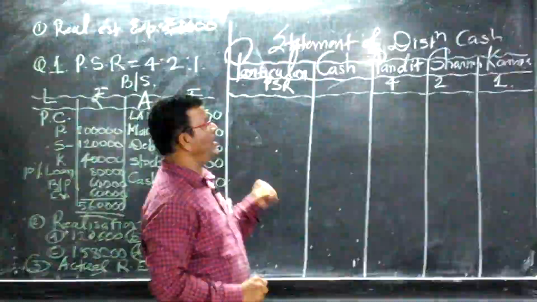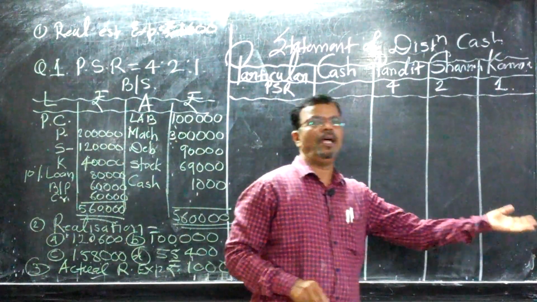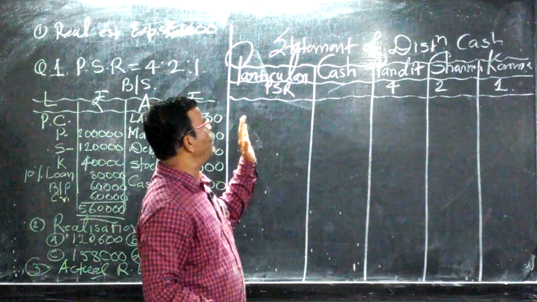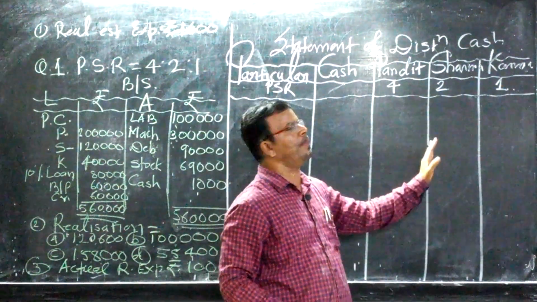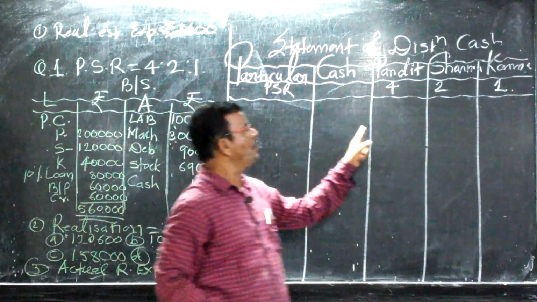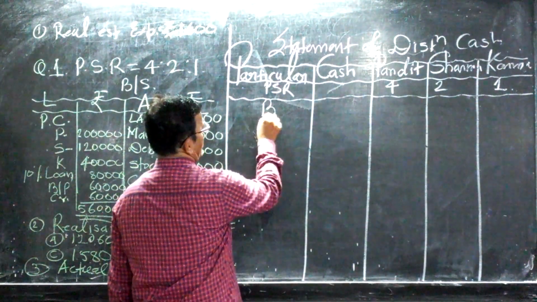Good morning. In this lecture, we are going to study the payment to the outsider after paying to the insider. So, I have written the partners Pandit, Sharma and Karma. The profit sharing ratio is 4:2:1. Now, start with the balance.